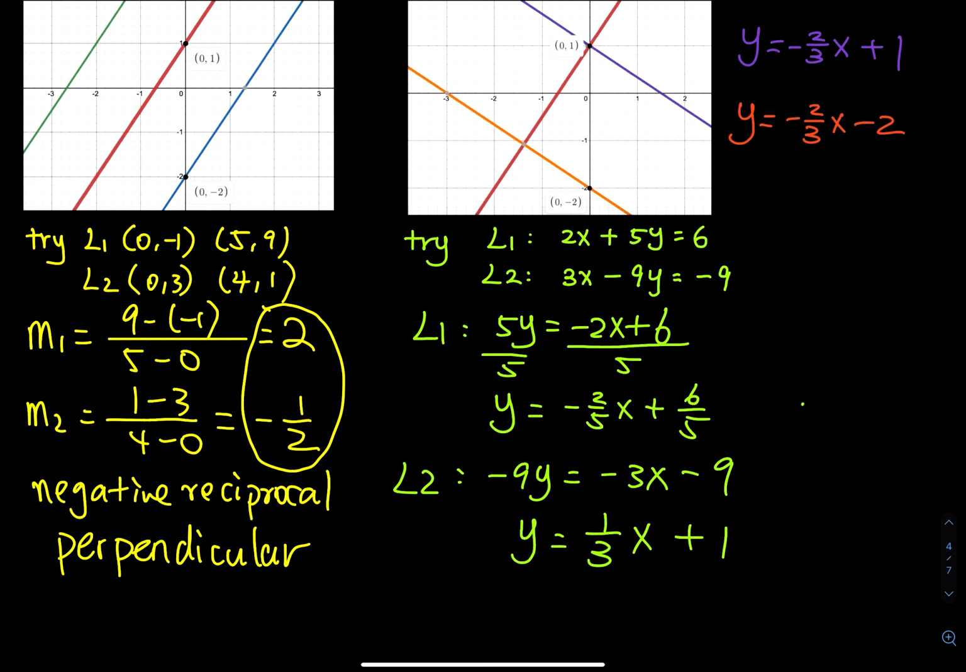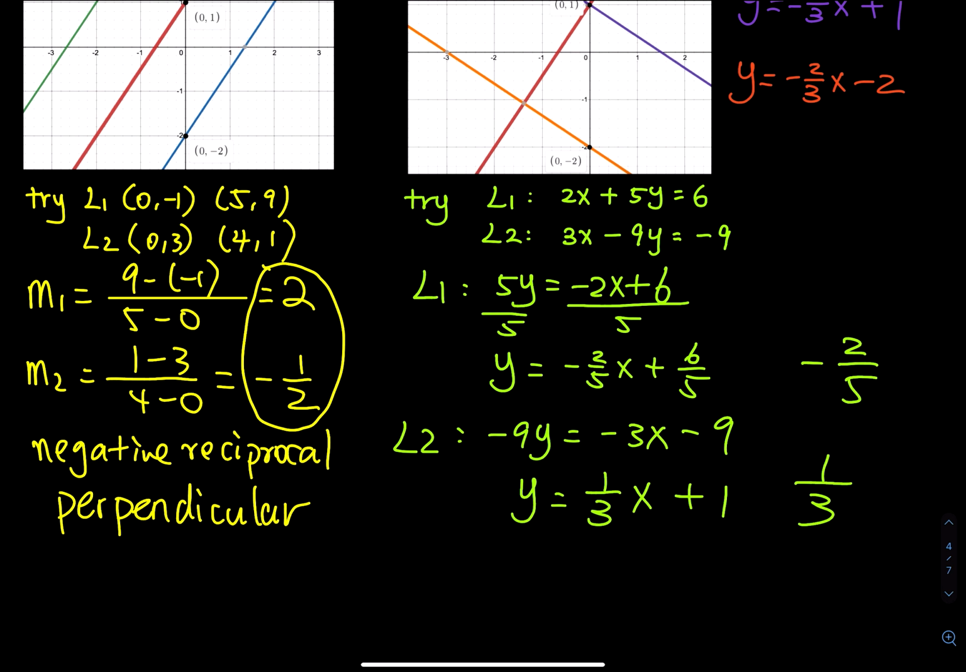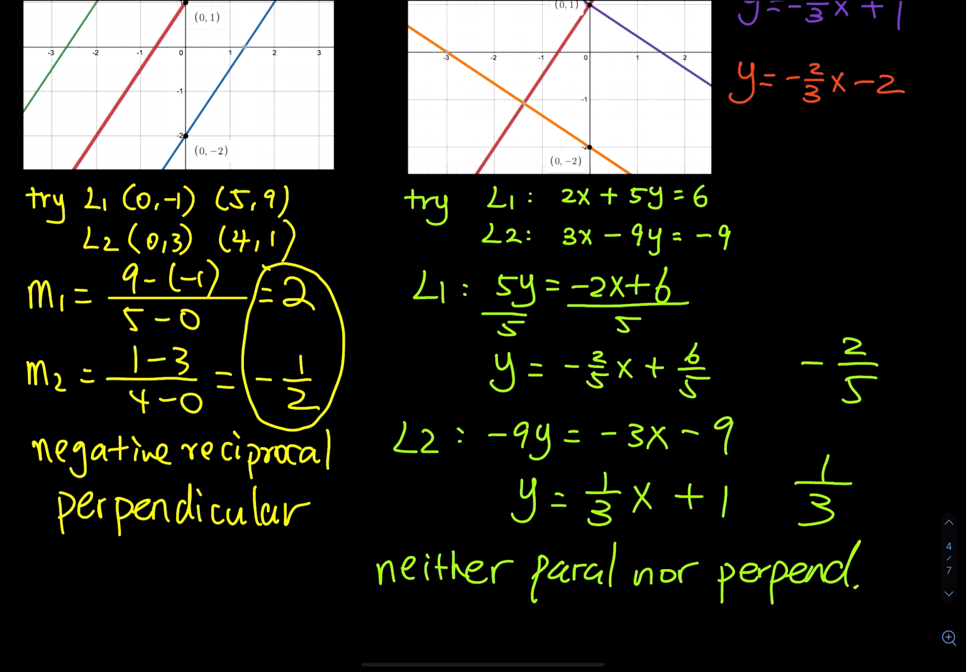So you compare the slopes, negative 2 over 5 and 1 over 3. They are not identical, so not parallel. And that is not a negative reciprocal either. So this one will be neither parallel nor perpendicular. Yep, it is just that easy.